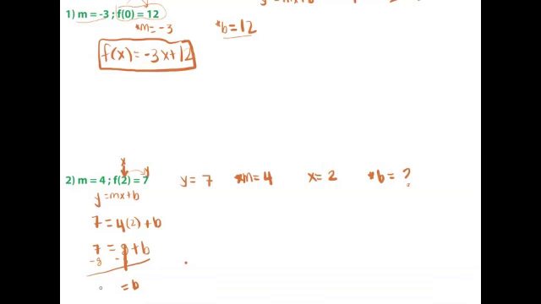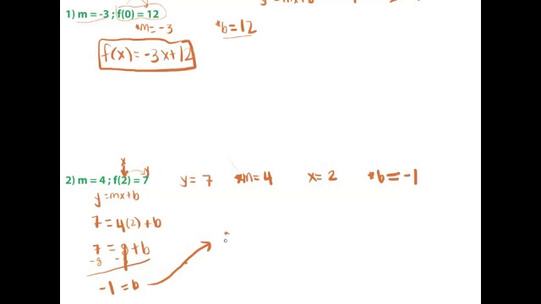7 minus 8 is -1, right? So here's what happens. Now I know that b is -1, so I'm going to fill that in. I'm going to take out this question mark because I know what b is now. B is -1.